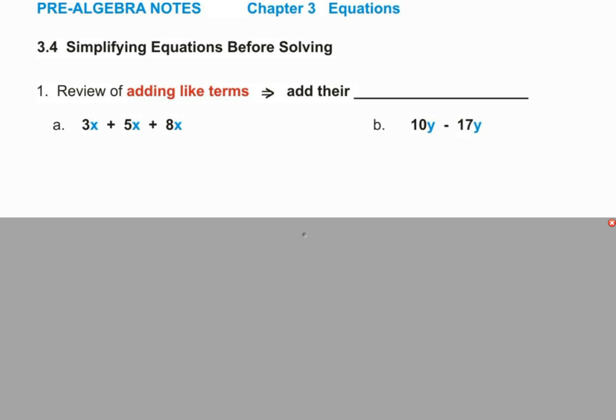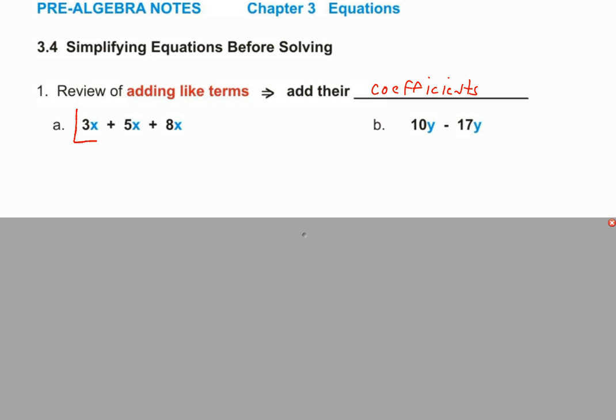And so all we're doing in this lesson is reviewing adding like terms and then adding that to our equations. All right, so let's talk about adding like terms. Hopefully you remember that to add like terms, you have to add their coefficients. C-O-E-F-F-I-C-I-E-N-T-S, right? You've got to add their coefficients. Okay, so let's take a look at these couple examples.